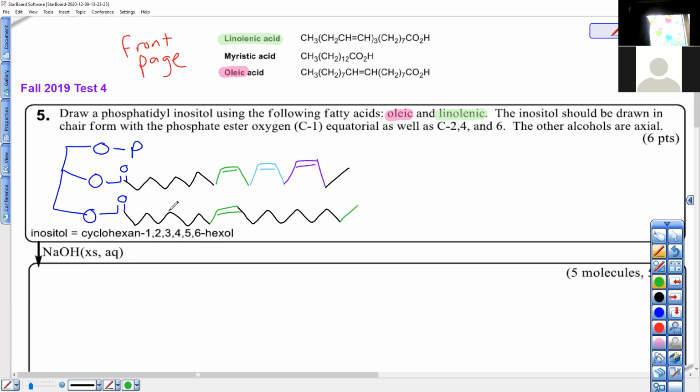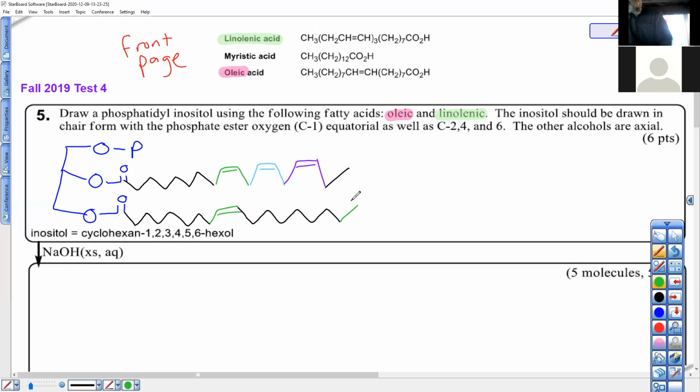Hey, quick check, making sure they have an even number of carbons might catch a mistake before it's too late. Remember, they have to have even numbers of carbons because they all come from acetyl-CoA, the acetyl having 2 carbons. 2, 4, 6, 8, 10, 12, 14, 16, 18. Check.